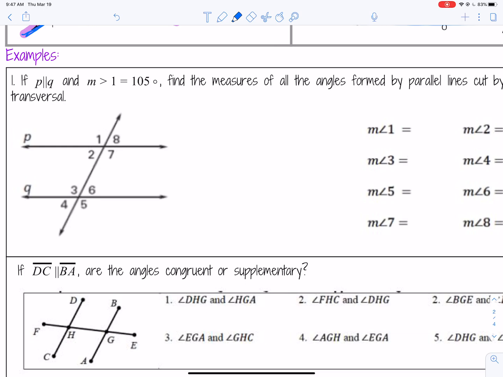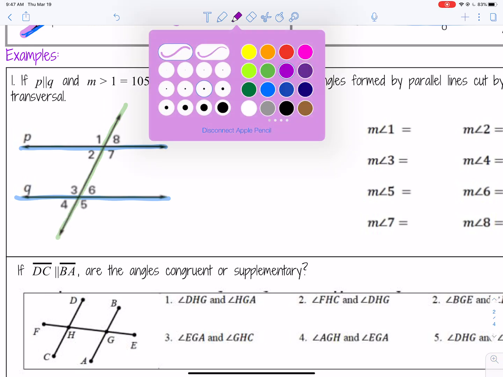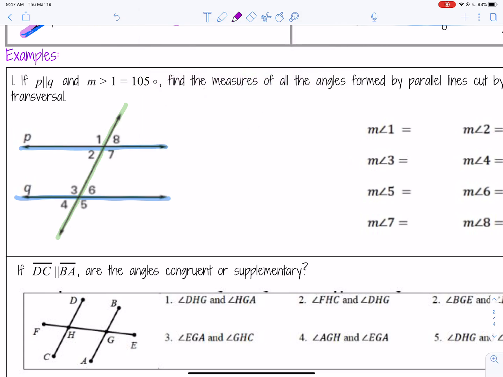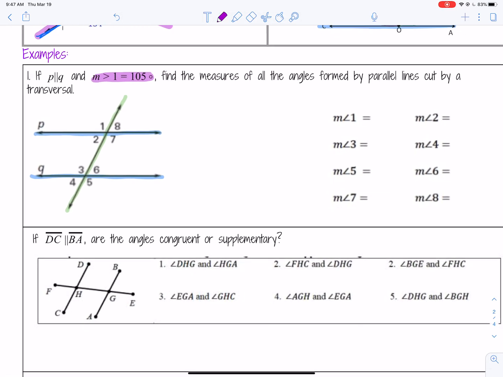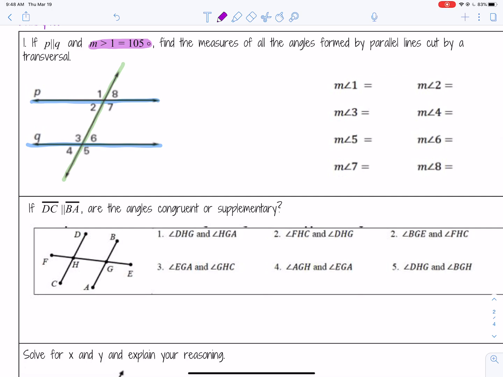All right, so if P is parallel to Q, and we can tell it is cut by a transversal right there. And then they told us that the measure of angle 1 is 105. And that's probably going to help us solve the rest of it. So it says find the measures of all the angles formed by the parallel lines cut by a transversal. So knowing that angle 1 is 105 degrees, you can really do a whole lot with that.